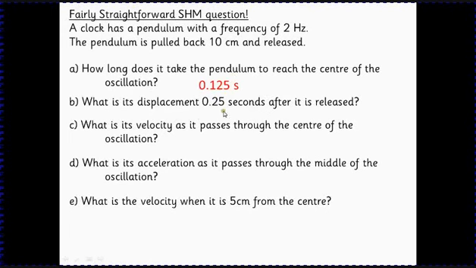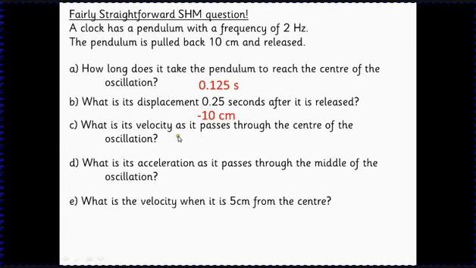To get the displacement a quarter of a second after it's released, well, again, as I said, it's half a second to get there and back, so it's a quarter of a second just to get there. So the displacement is minus 10. Just the trap there might be the minus sign. It's the opposite side to where it started from. The velocity as it passes through the center is the first time we need an equation.